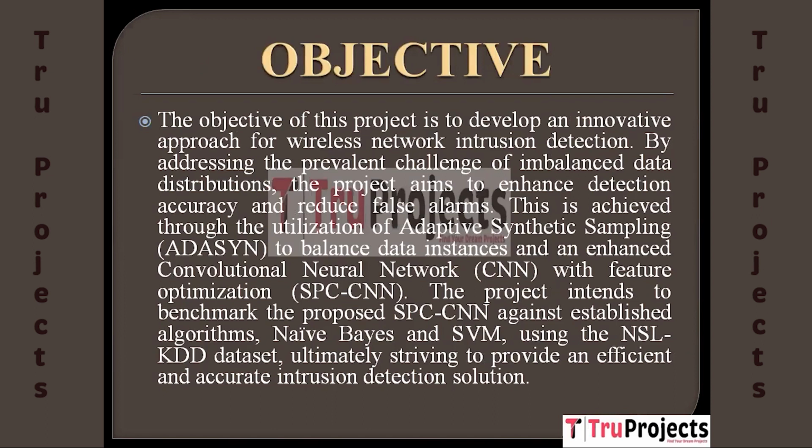Objective of the project. The project aims to develop an innovative wireless network intrusion detection approach addressing imbalanced data distributions and enhancing detection accuracy. It utilizes adaptive synthetic sampling (ADASYN) and an enhanced convolutional neural network (CNN) with feature optimization (SPC-CNN). The proposed SPC-CNN will be benchmarked against NIE-based and SVM using the NSL-KDD dataset, aiming to provide an efficient and accurate intrusion detection solution.